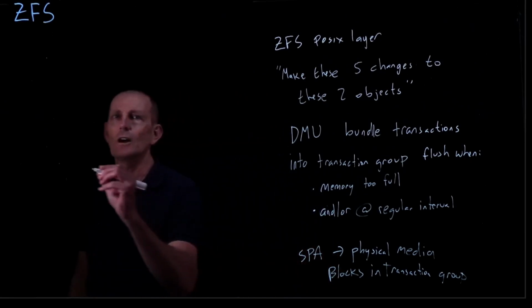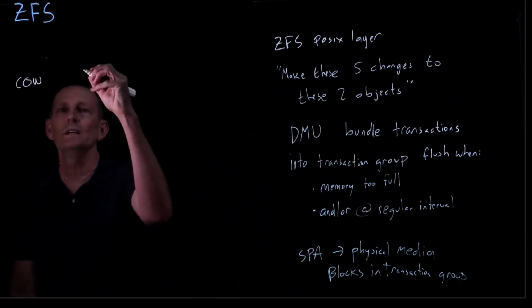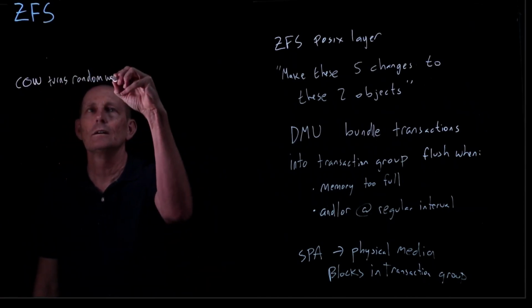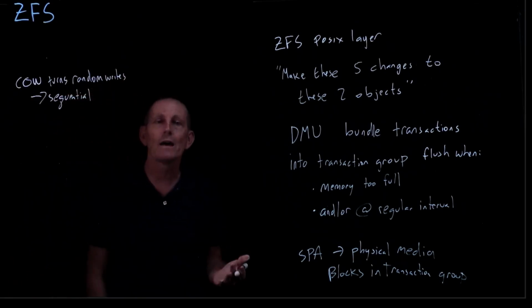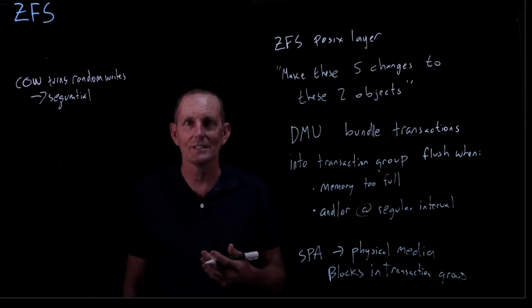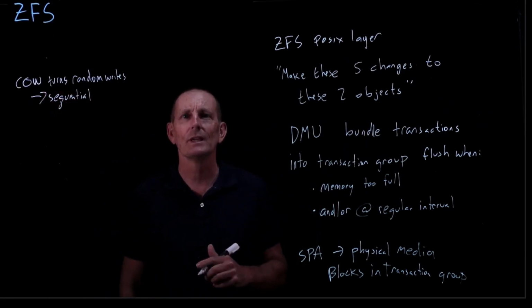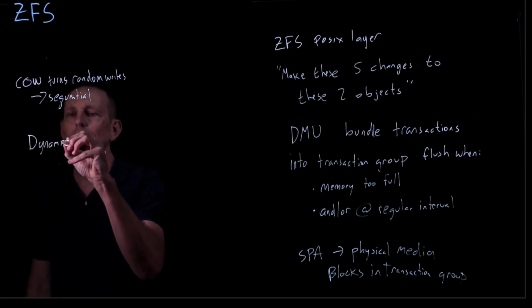So the copy on write, we already talked about that. Copy on write means that we are turning random writes and making those sequential, because we're never modifying a block that's there. We're always writing to new information because it's always a copy on write. We do have dynamic striping.